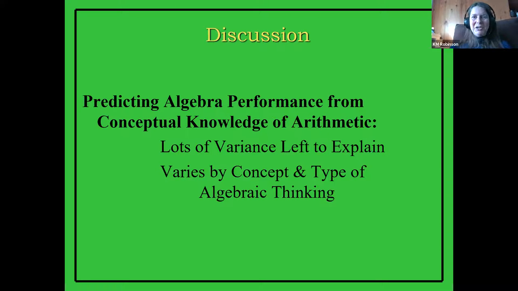In terms of predicting algebra performance from the conceptual knowledge of arithmetic, there was a lot of variance, as you could see, that was still left to explain in those regression analyses. So there's obviously a lot more than conceptual knowledge of arithmetic that explains algebra performance. And I think David touched on this a little bit as well in his research. But again, how you perform on algebra, if it is predicted by conceptual knowledge, depends on which aspect of conceptual knowledge is being assessed.